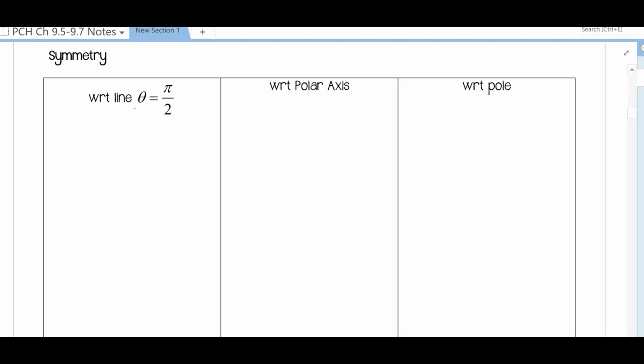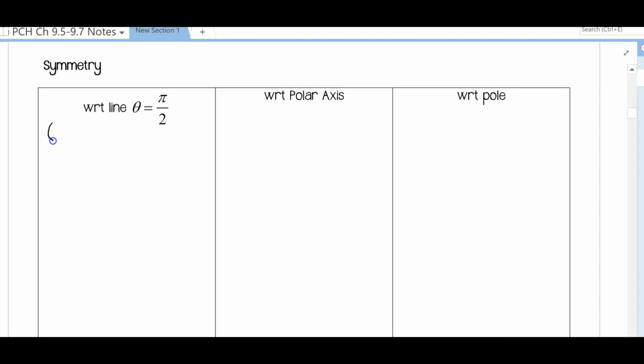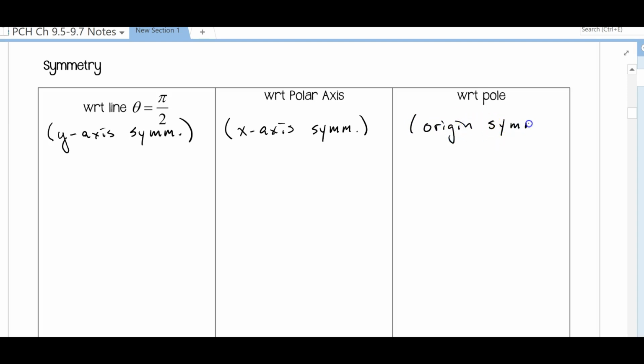So you may want to think of this, if you're going to think about it in terms of rectangular coordinates, this would be like y-axis symmetry. And then with respect to the polar axis, so again, if we're equating this to rectangular coordinates, this would be our x-axis symmetry. And then with respect to the pole, this would be origin symmetry, or sometimes you'll see it written as 180 degree symmetry.